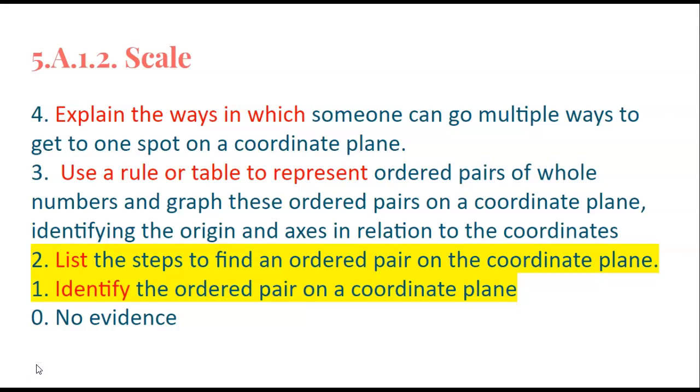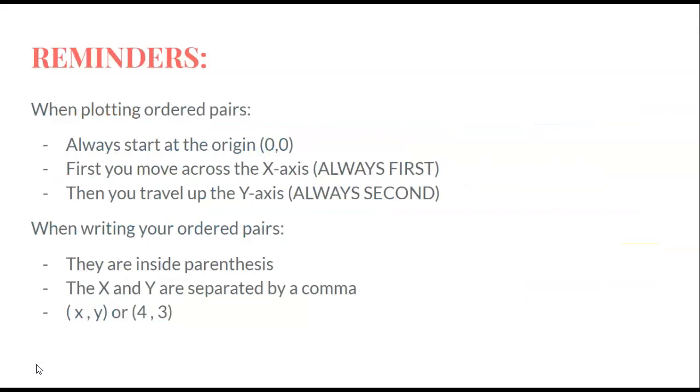All right, so let's look at some examples. Well, before we look at some examples, let's have a couple reminders. When you're plotting your ordered pairs, you always start at the origin, 0, 0. Always start there. Then you first move across the x-axis. Always, always, you move across the x first, which is the horizontal. Then you travel up the y-axis. That is always second. Just a reminder that in 5th grade we're only going to be able to do positive numbers. So we're only moving right and we're only moving up for 5th grade.